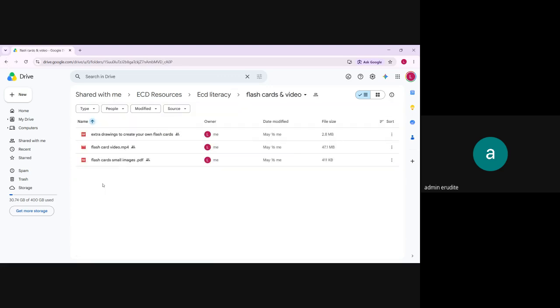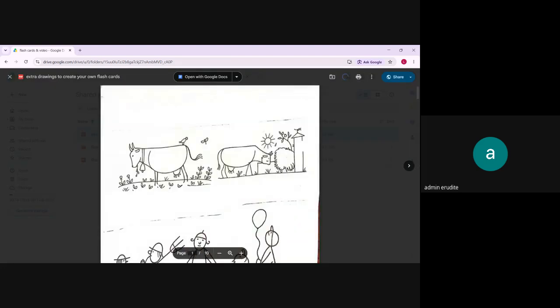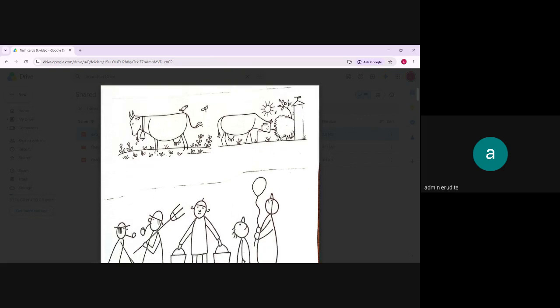This is one of the new things that I recently added. It's a video to explain to you how to use these resources. These resources are resources that I made. I drew these pictures myself. They are the smallest, simplest pictures you will ever get, but the kids love it.